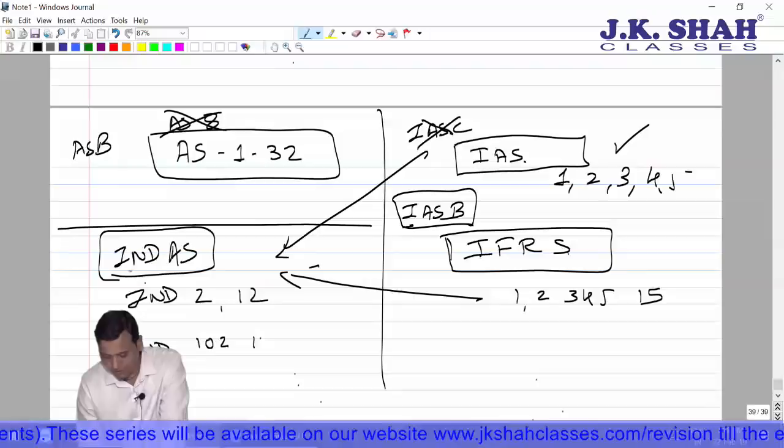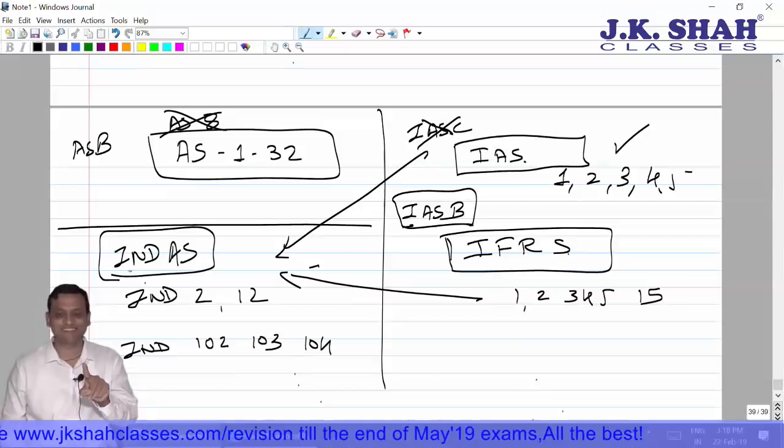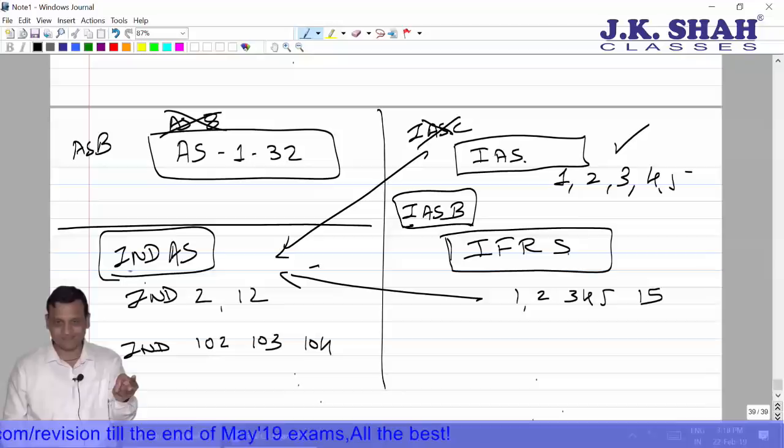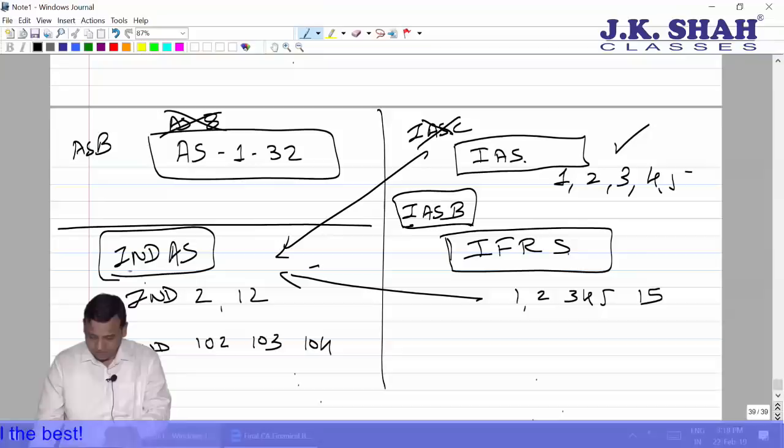102, 103, 104. What does this mean? When I say IND AS 102, it means the comparative standard you will find in IFRS. So if 3-digit IND AS, it means the comparative standard is IFRS. If it is 2 digits IND AS or single digit IND AS, it means the comparison is where? IAS. Clear till here?